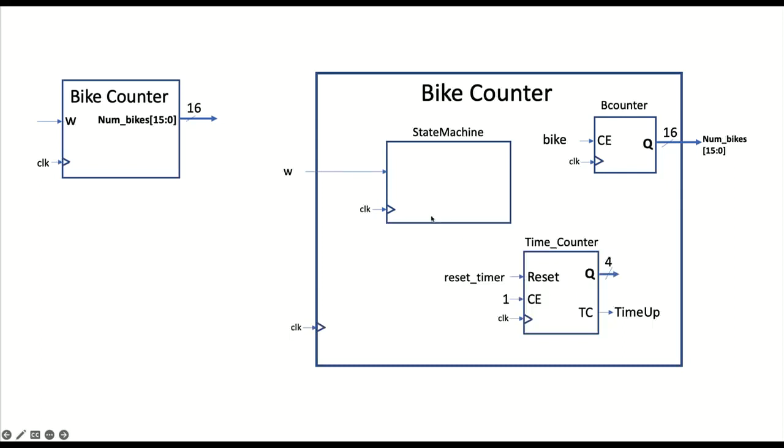Okay. All right. So here's our state machine. Obviously, the state machine is going to take the wheel input from the sensor. And it has to tell the time counter when to start, right? And it's also responsible for telling the bike counter, hey, that was a bike increment. Okay. In order to do its job, it needs to know one more thing. Right now, this state machine just has W as an input. What other input does it need?